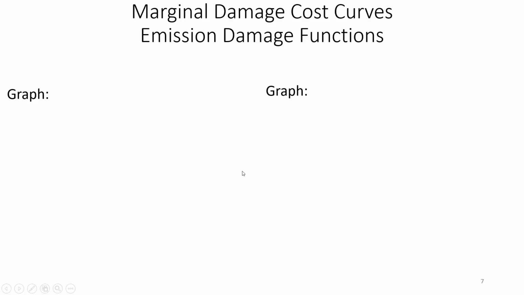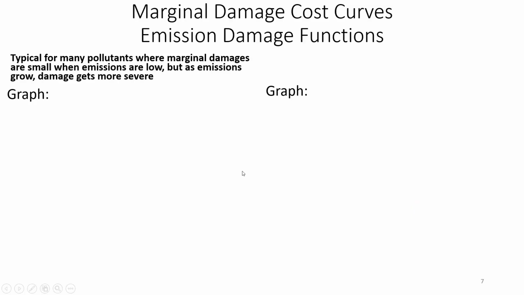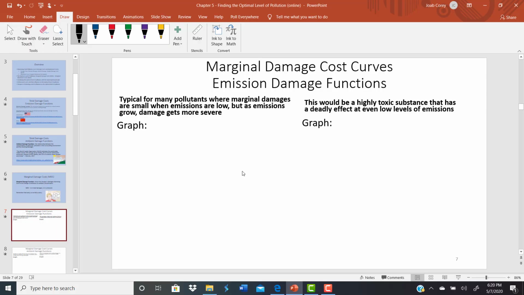Right. So first example, let's say that there's a pollutant out there, and this is true for most pollutants, where the marginal damages are small when emissions are low, but as emissions grow, damage gets more severe. What would a graph of that particular pollutant look like? All right, so let's go ahead and graph this out.